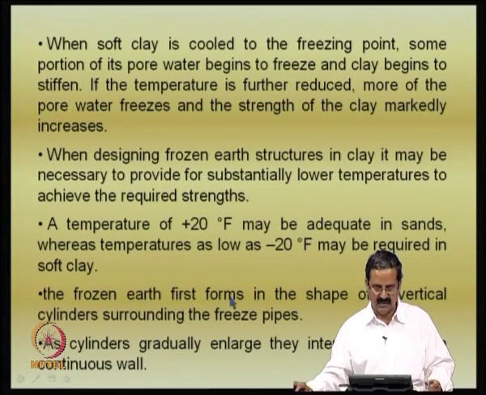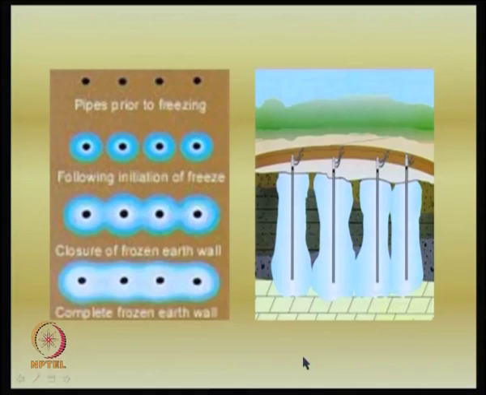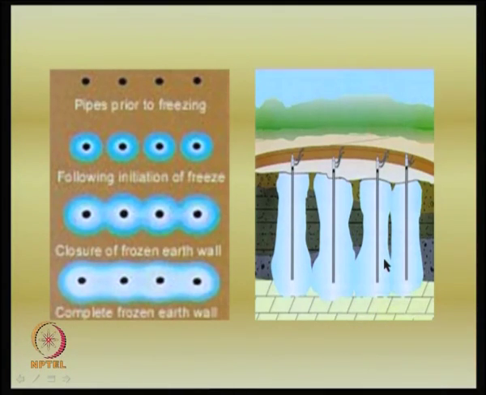The frozen earth first forms the shape of a vertical cylinder surrounding the freeze pipes. As the cylinders gradually enlarge, they intersect, forming a continuous wall, like this. Pipes prior to freezing, you have all these, that zone is getting developed, and then initiation of the freeze. Once it forms like this, then completely it forms like this. So, a complete frozen earth wall is formed. You can see at the top these are the bulbs of frozen material, which is quite useful.